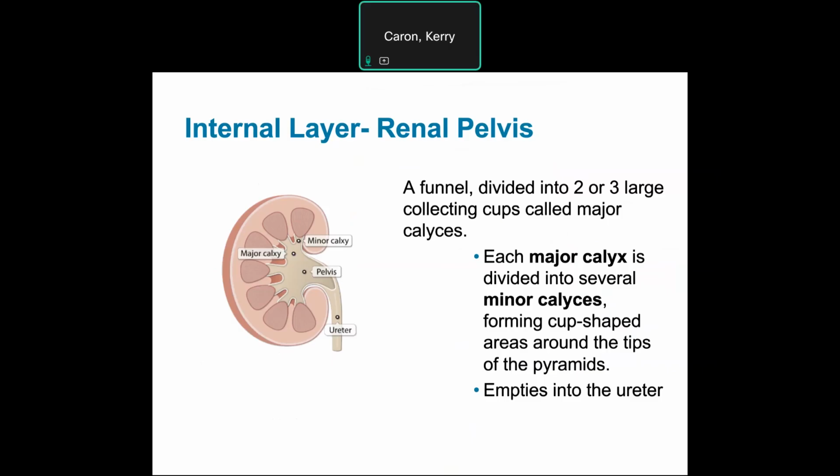It has 2 or 3 large collecting cups, those calyxes, the major and the minor. They're cup-shaped areas at the tips of the pyramids, the top of the pyramids, kind of funnel cups. And those calyxes, major or minor, pour the fluid into the renal pelvis, which is the funnel that leads to the ureters.